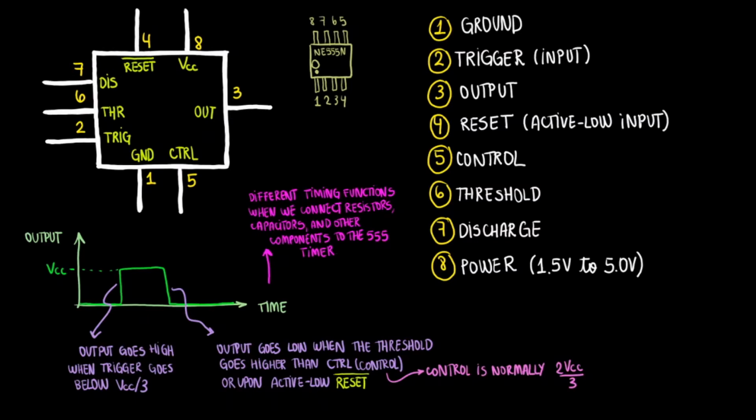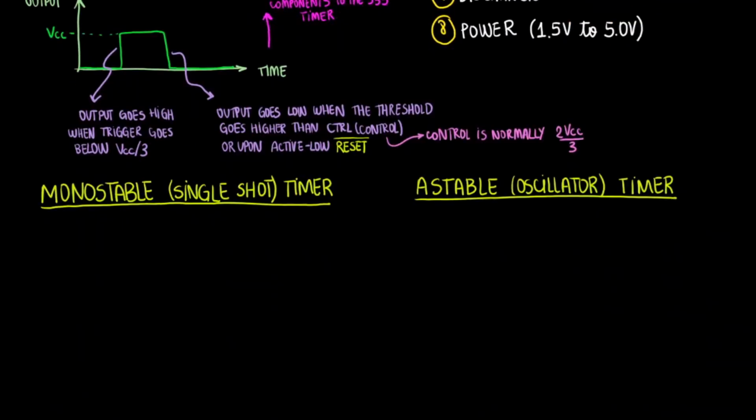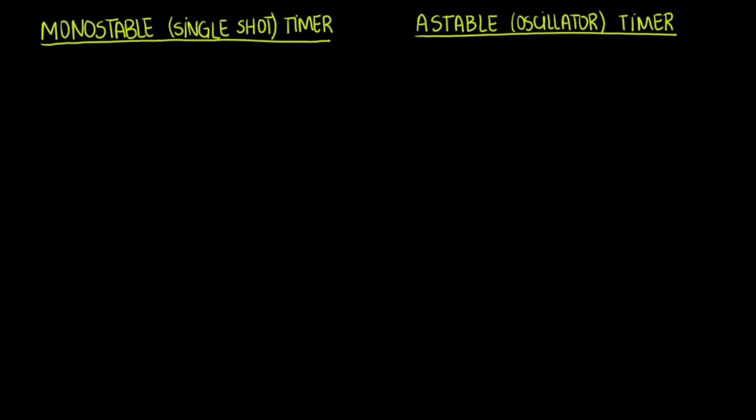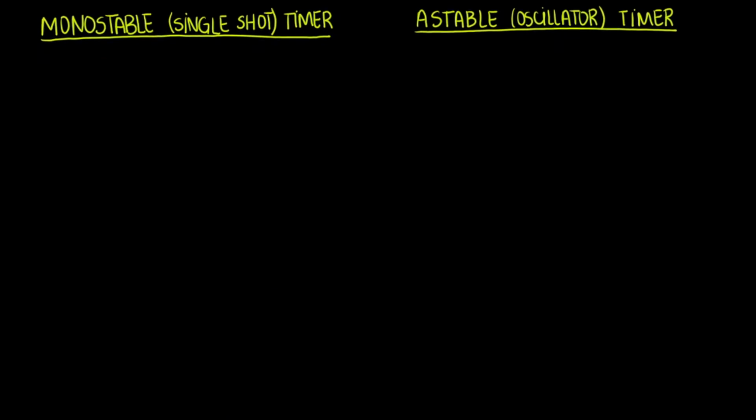Now, back to the discharge pin. The discharge pin is an interesting one. It will become a switch to ground with 0 ohms when the output is low, but it will be an open circuit when the output is high. In this video, we will cover 2 kinds of 555 timers, the monostable and the astable timers. Let's start with the monostable.